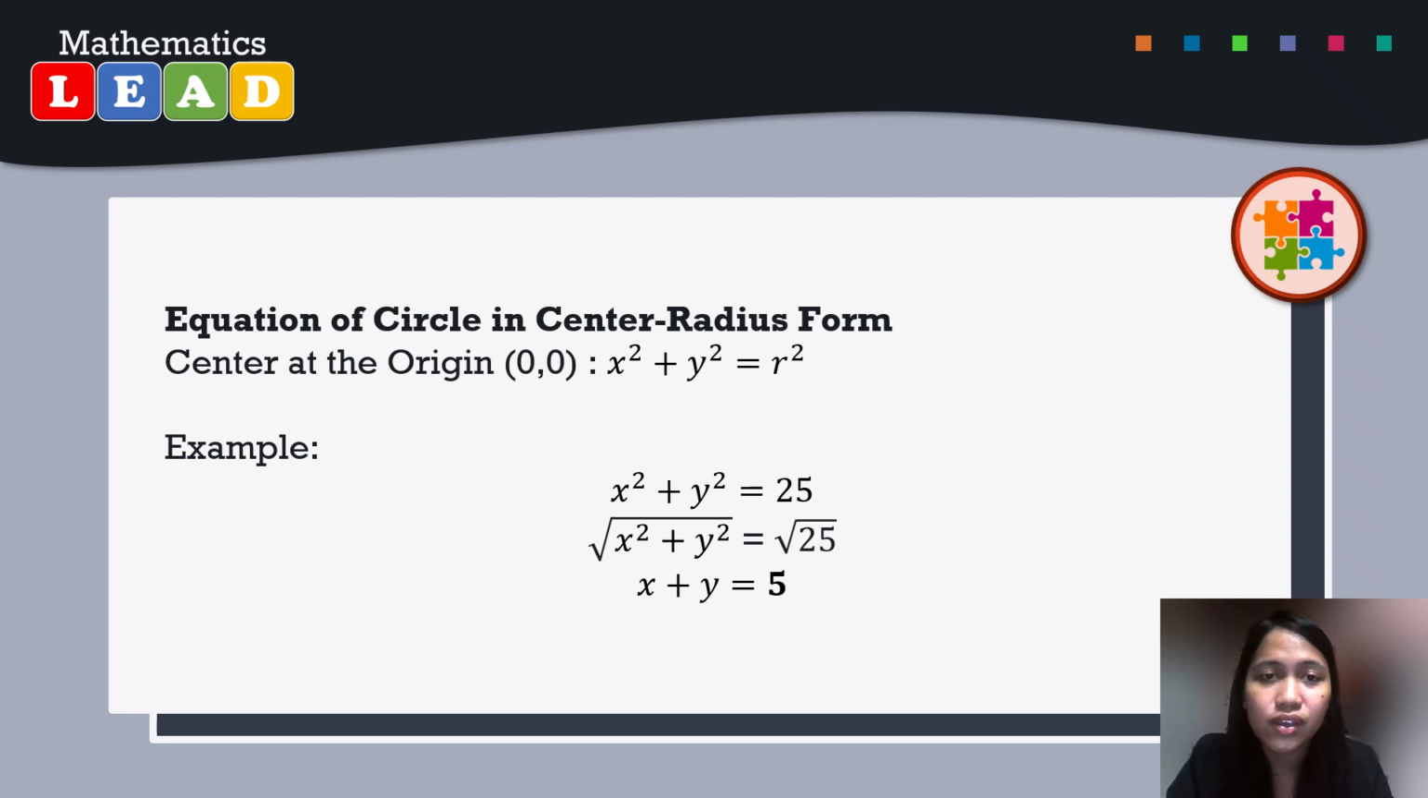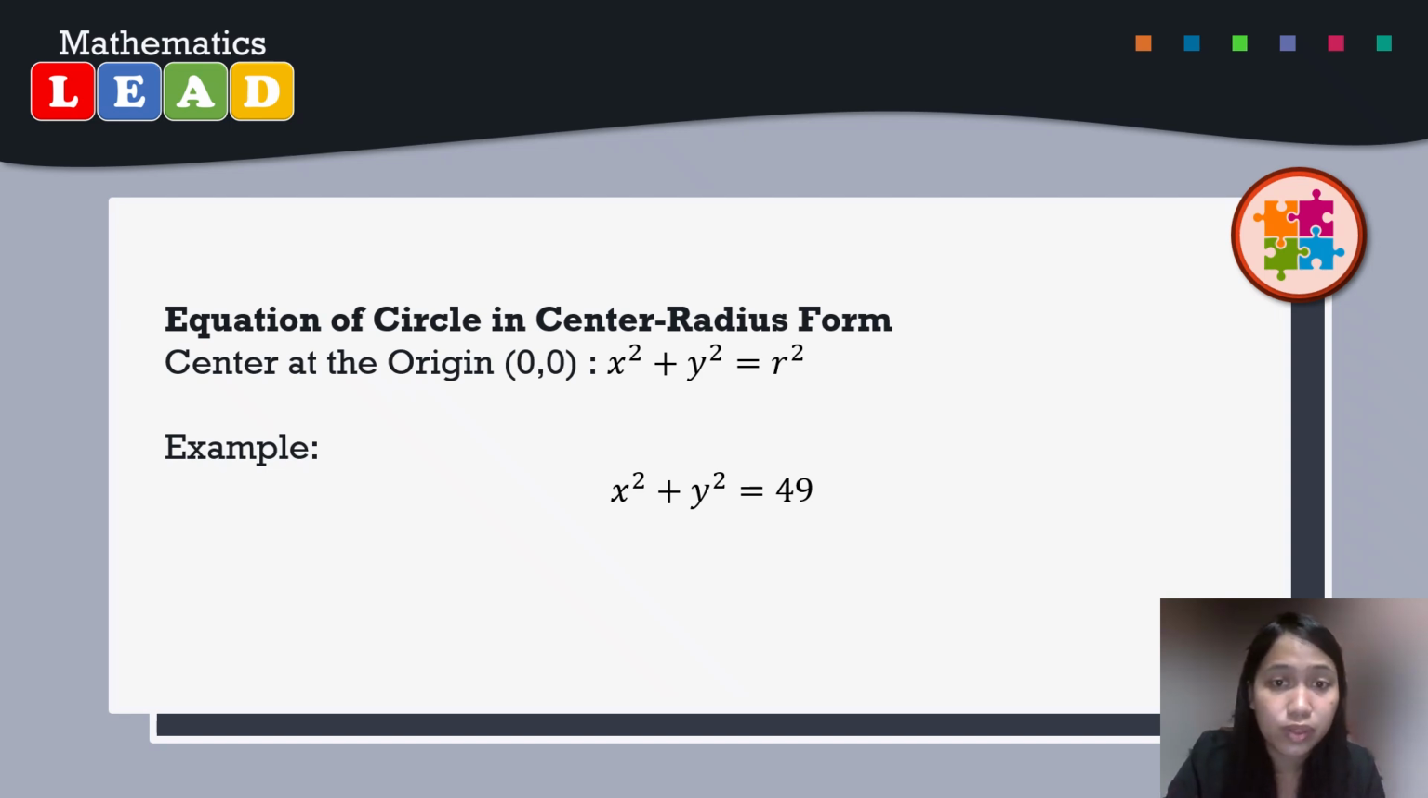Very good. You got the correct answer since the square root of 25 is 5. Then the answer is 5. Next example, x squared plus y squared equals 49. Since it is in the form x squared plus y squared equals r squared, then you'll just extract the root of 49. So what do you think would be the answer? Fantastic! The answer is 7 since the square root of 49 is 7.